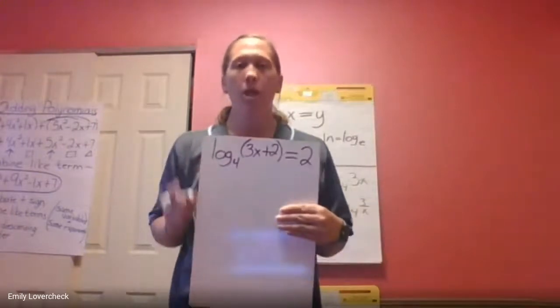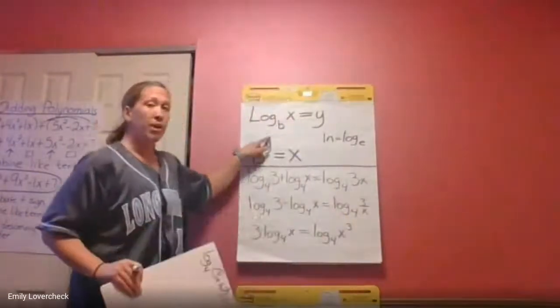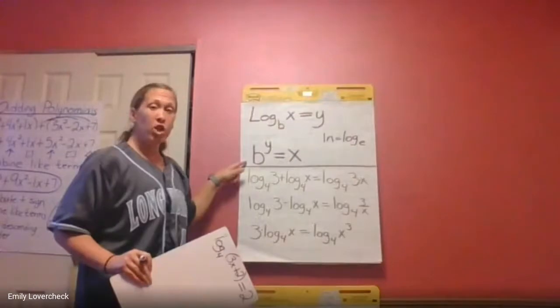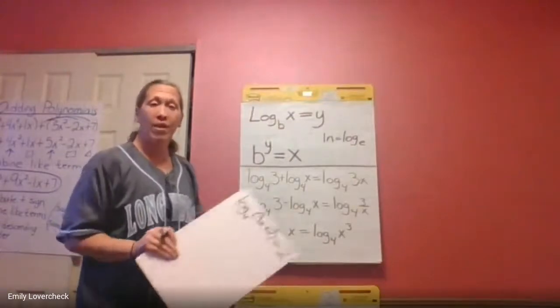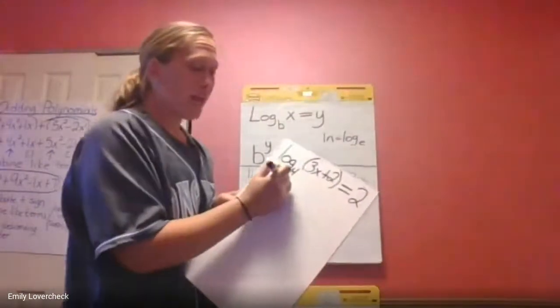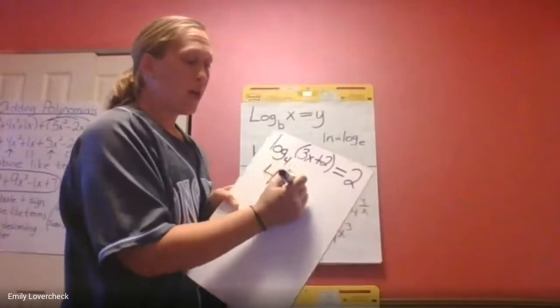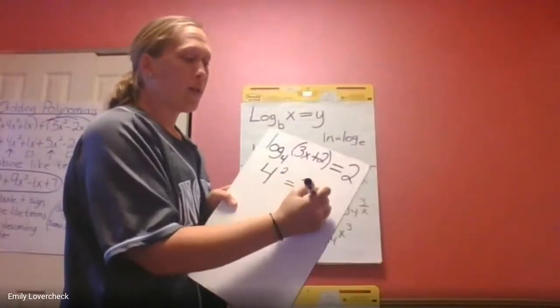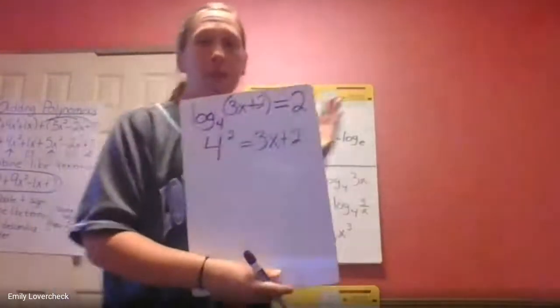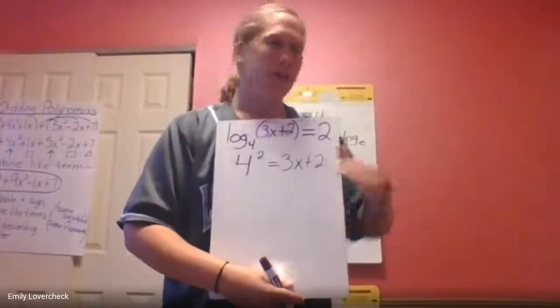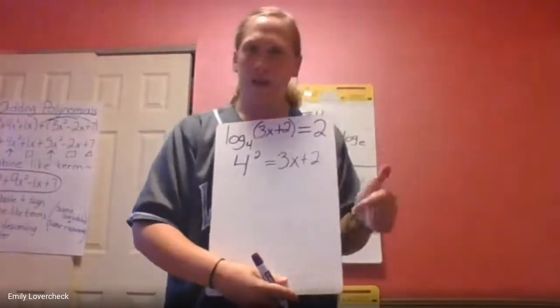So right now we're in log form. Log base b of x equals y. And I'm going to change it to exponential form. B to the y equals x. So when I do that, I get 4 squared equals 3x plus 2. Well, this looks like a lot easier problem to me that I can solve. There's no logs, there's just numbers there, and I'm good to go.